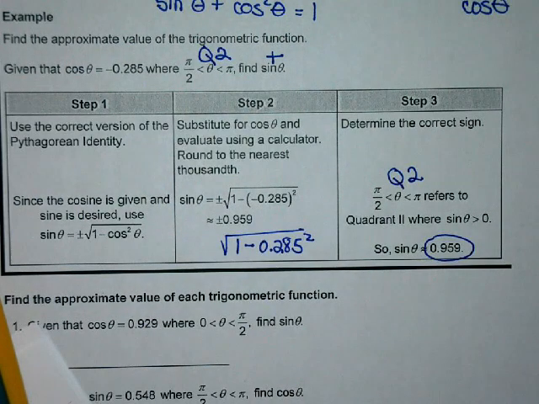So this was in quadrant 2. So therefore it's the positive answer, not the negative answer. So what are you going to get wrong on the homework? You're going to round it wrong. That's going to happen. And you're going to put in the wrong sign. That's going to happen. You know, I'm just telling you everything I've done wrong.